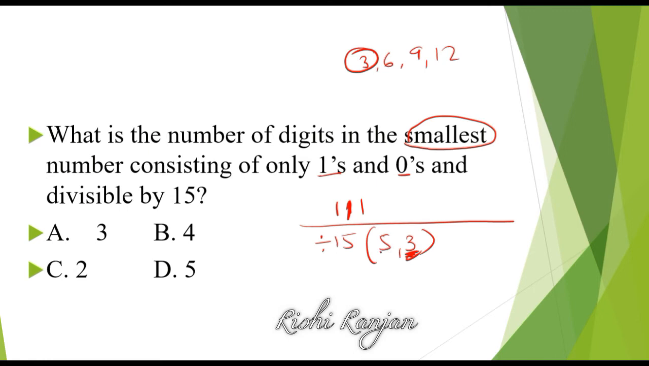For the number to be divisible by 5, it has to end in either 0 or 5. But as 5 is not allowed, we can put only 0 here. So this number is divisible by 3 and 5 both. That means this number is definitely divisible by 15. In this case, how many digits are there? There are 4 digits here. So the answer is 4.